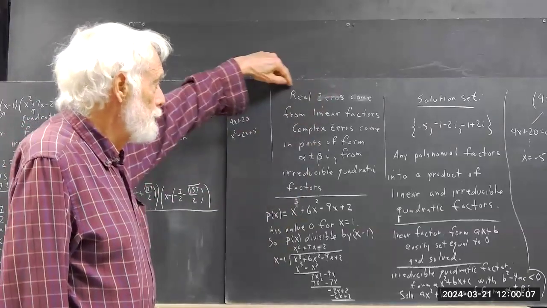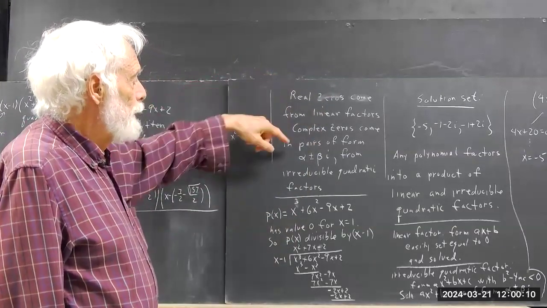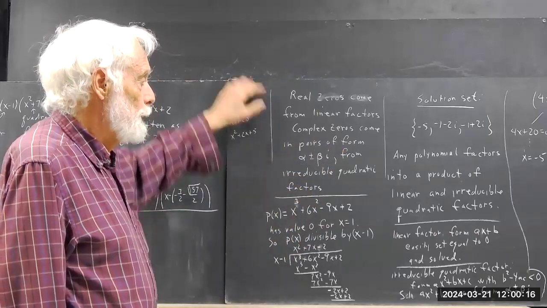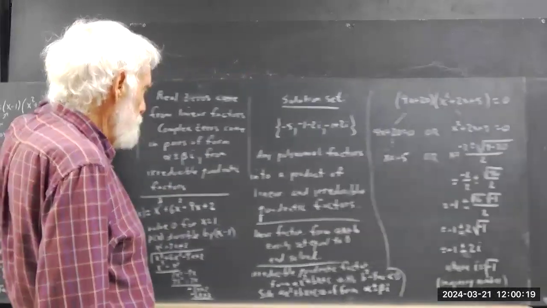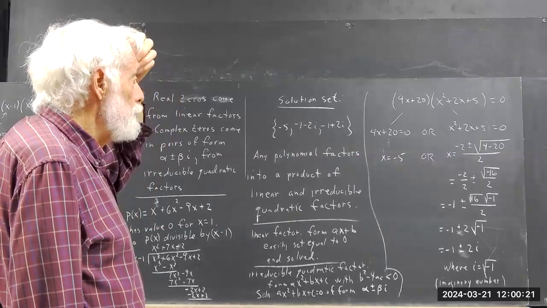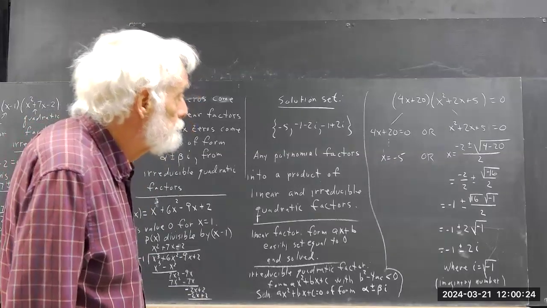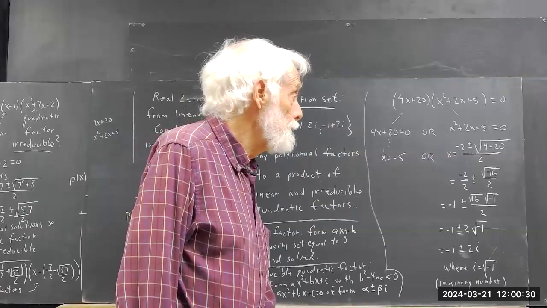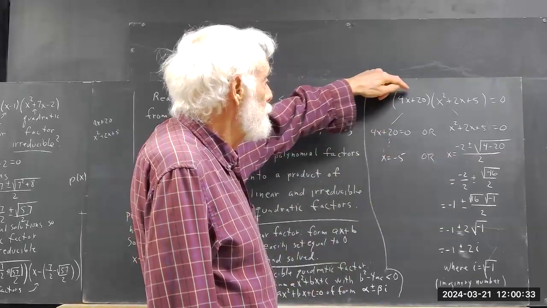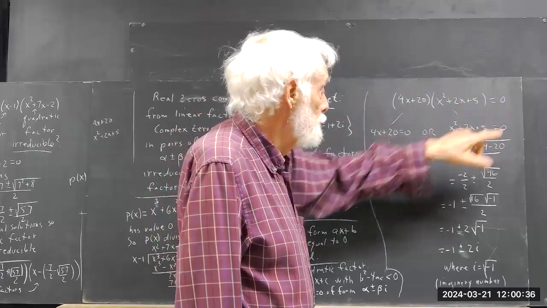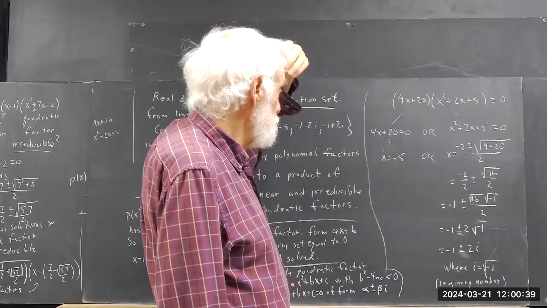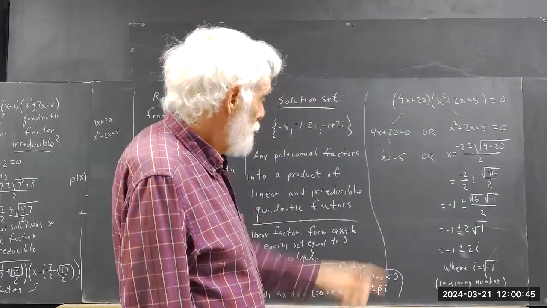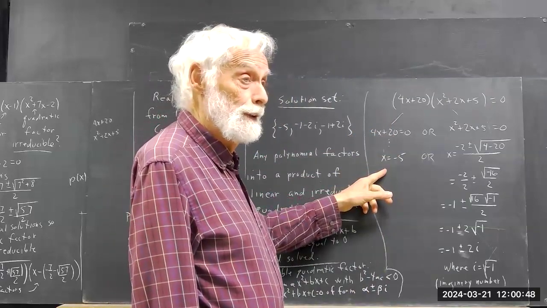I've made the comment that real zeros come from linear factors. Complex zeros come in pairs of the form alpha plus or minus beta i from irreducible quadratic factors. Just to make sure we understand where all that came from, we go back to our original equation here. Setting this equation equal to zero, we get 4x plus 20 equals zero, or x squared plus 2x plus 5 equals zero. We solve this very quickly and easily.